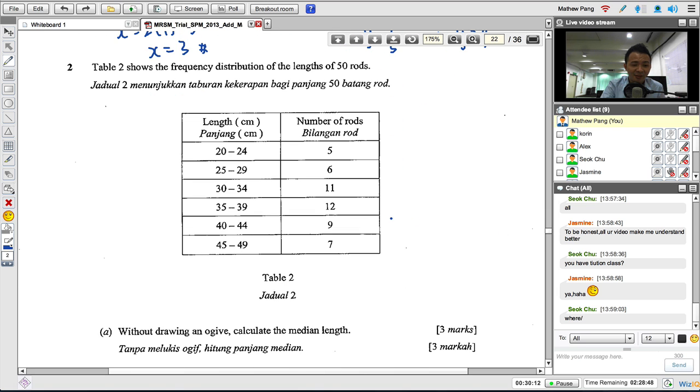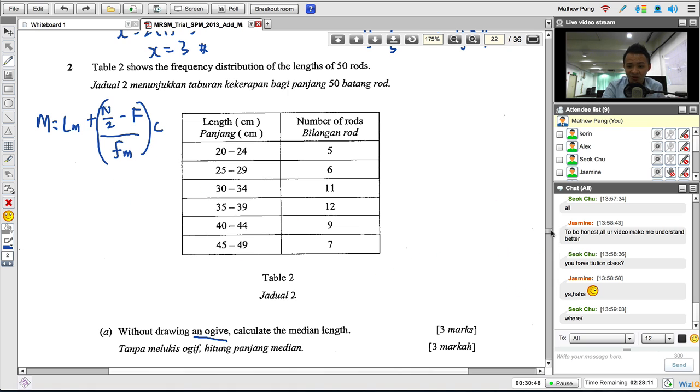Okay, without drawing an ogive, calculate the median length. The purpose of saying without drawing an ogive is that you cannot find the median value on your graph; you have to calculate it. I hope all of you know the median formula. The median formula is lower boundary of the median class plus (frequency over 2 minus cumulative frequency before the median class) over frequency of the median class, multiplied by class size.